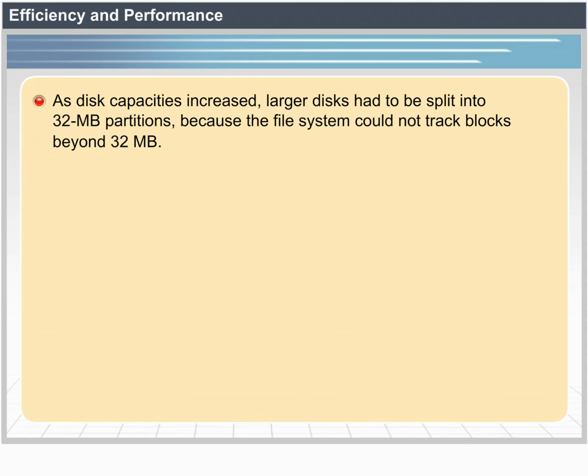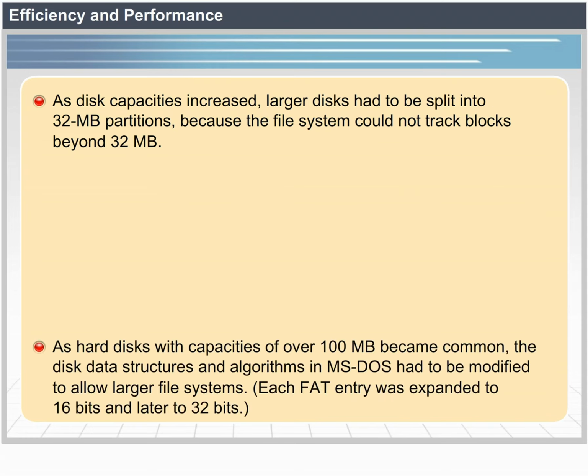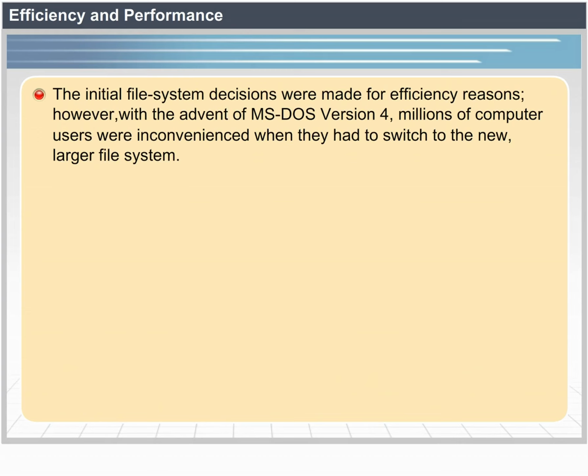As hard disks with capacities of over 100 MB became common, the disk data structures and algorithms in MS-DOS had to be modified to allow larger file systems. Each FAT entry was expanded to 16 bits and later to 32 bits. The initial file size decisions were made for efficiency reasons. However, with the advent of MS-DOS version 4, millions of computer users were inconvenienced when they had to switch to the newer, larger file system.